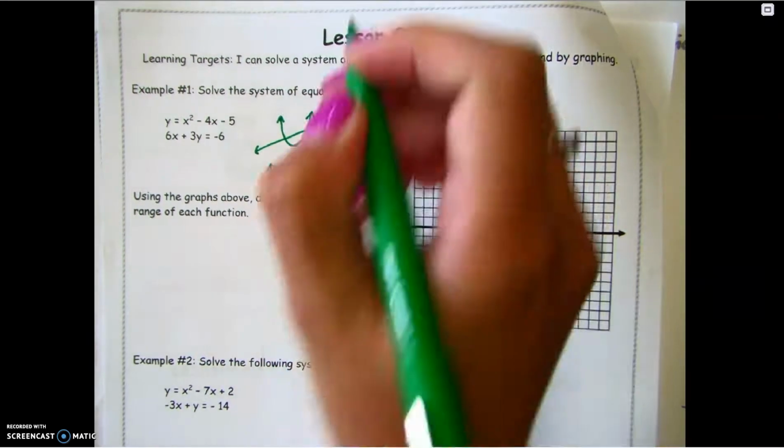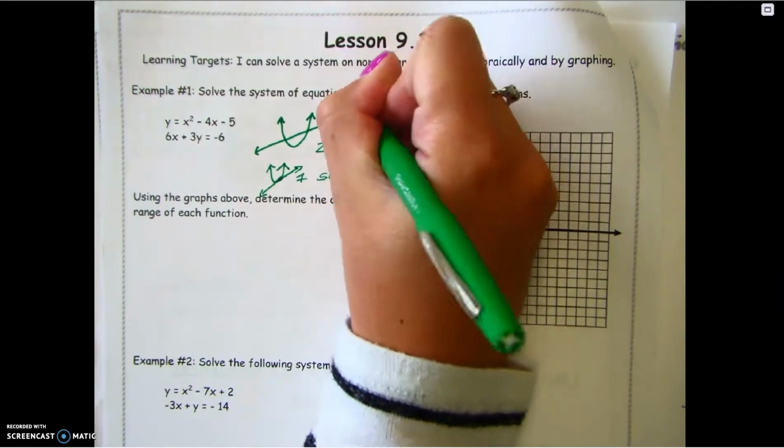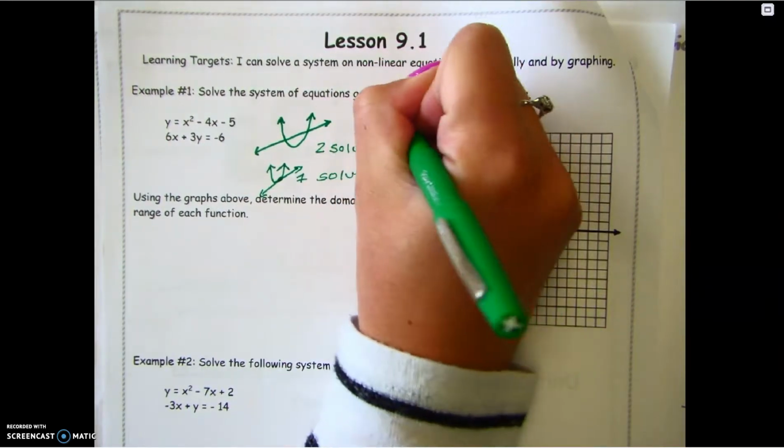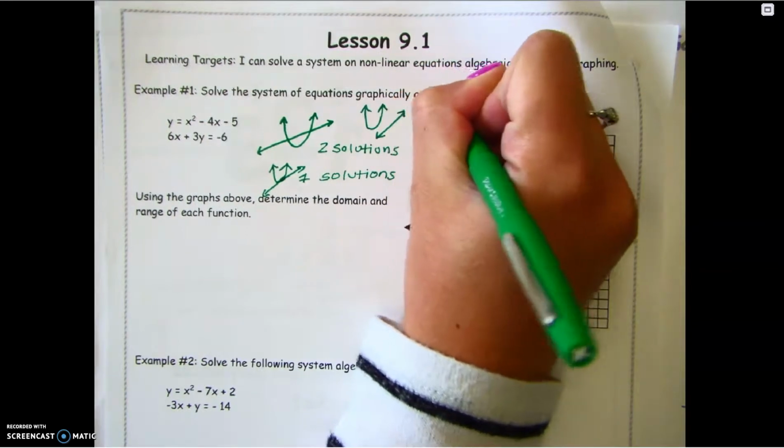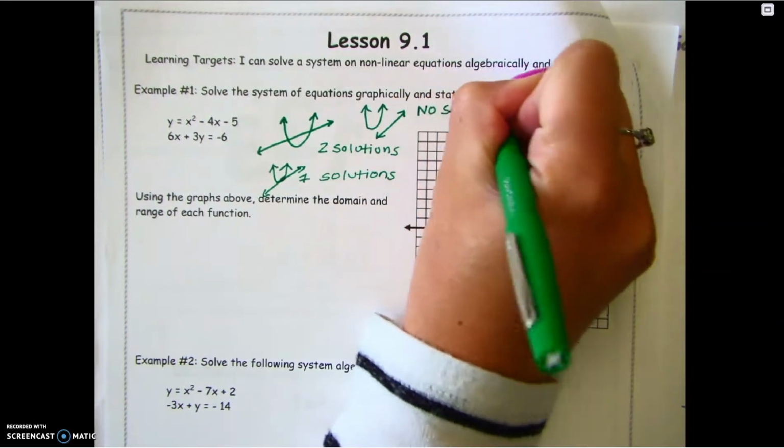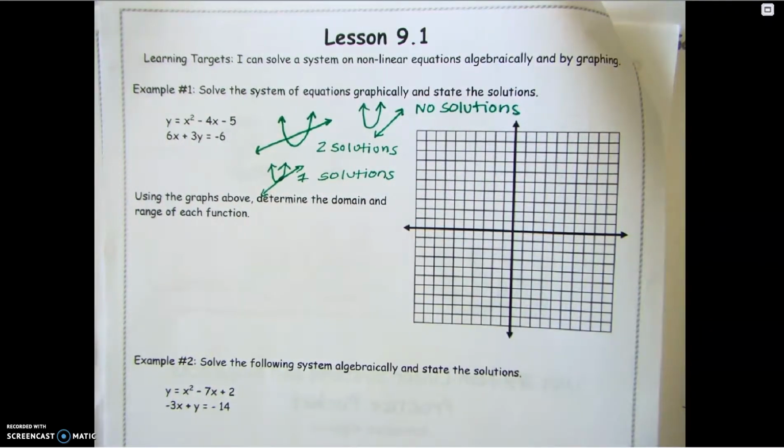And there also could be a parabola that doesn't hit the line at all, which would be no solutions. So a little bit different from a line. A line could either have no solutions, one solution, or infinite solutions. When parabolas cross with lines, you can have two solutions, one solution, or no solutions.